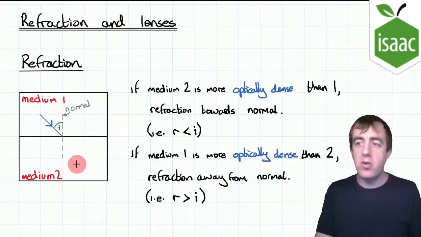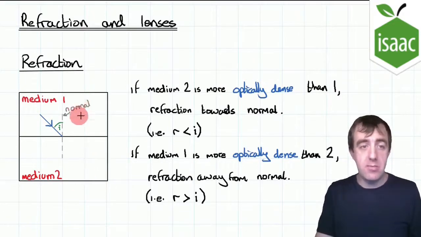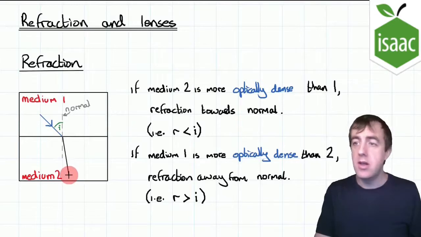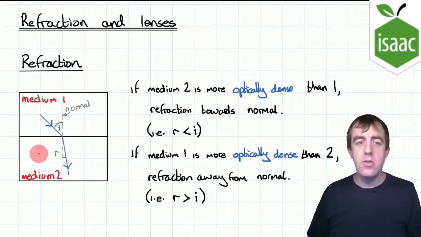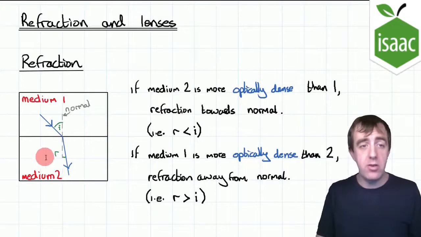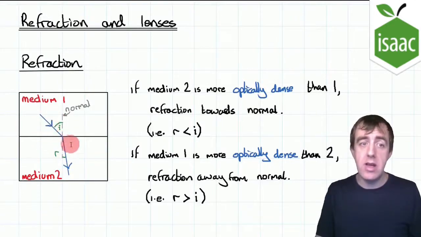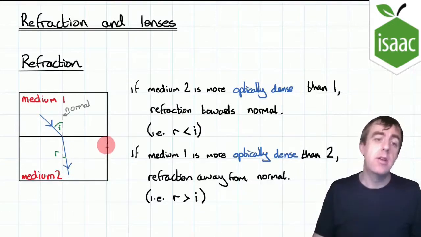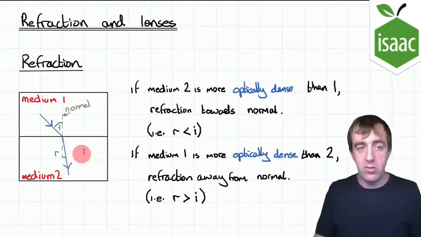If medium 2 is more optically dense than medium 1, then the ray will refract towards the normal, which means the ray diagram would show a ray in this direction here. You can see that the angle of refraction, which I've labelled here with an R, measured to the normal, is smaller than the angle of incidence, indicating that the ray has changed direction, it has been bent, so that it is going towards the normal.